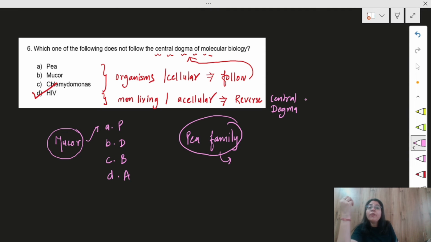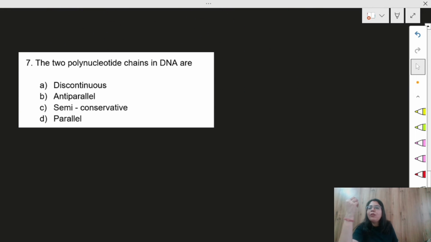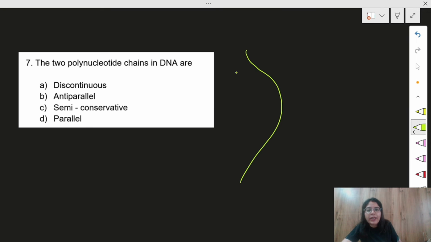What is the family of P? Very easy. Please write. The two polynucleotide chains in DNA are... Okay, this question, just see. If you consider the two polynucleotide chains of your DNA, this is one chain, this is another chain. What are the characters of this chain which you can consider here as per the given information?